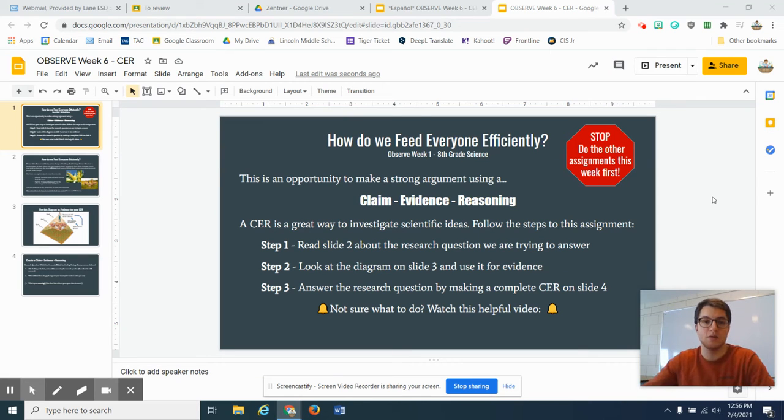Welcome to a little help for the observe assignment this week. We are doing another CER. Y'all are getting really good at this. So here is what I'm going to break down, the structure here.